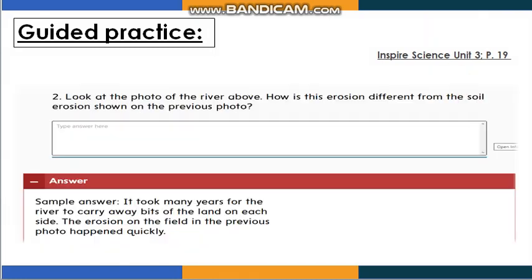Now move to page 19, everyone, and please write the day and date. Look at the photo of the river above. How is this erosion different from the soil erosion shown on the previous photo? So let's read the answer here. It took many years for the river to carry away bits of the land on each side. The erosion on the field in the previous photo happened quickly.